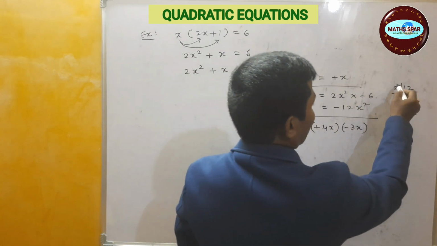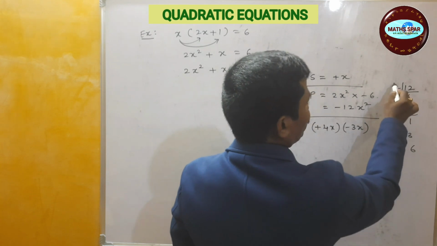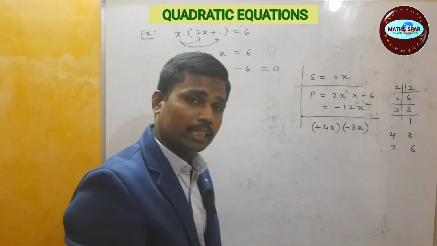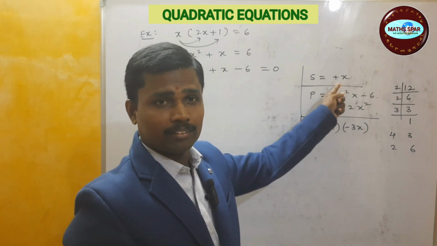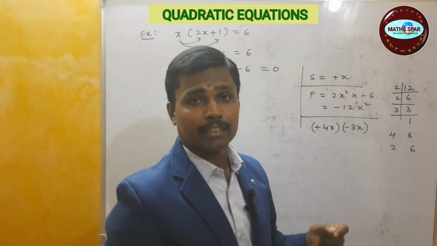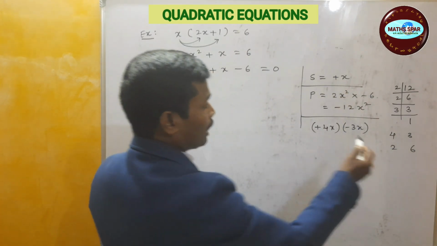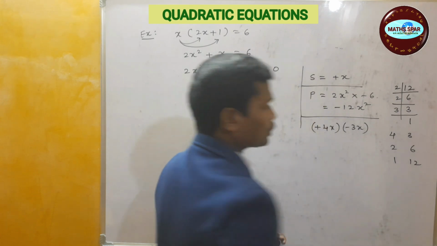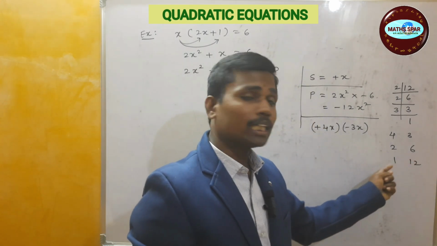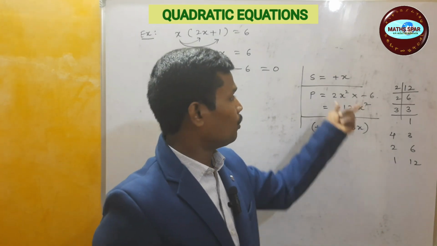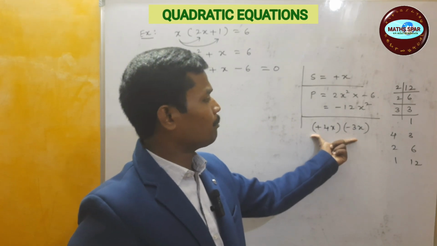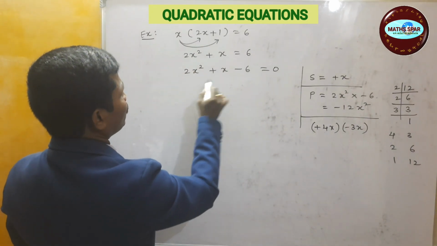If you take in another way, like 2 and 6, 2 is separate and 2 into 3 is 6. 2 and 6, if you add or subtract them, you are not getting 1. If you multiply, you are getting 12, but if you add them, you are not getting 1. Then another case, 1 and 12 also. 12 plus 1 is 13, 12 minus 1 is 11. So you are not getting plus 1 there. That is the reason we will consider plus 4x and minus 3x in place of x.